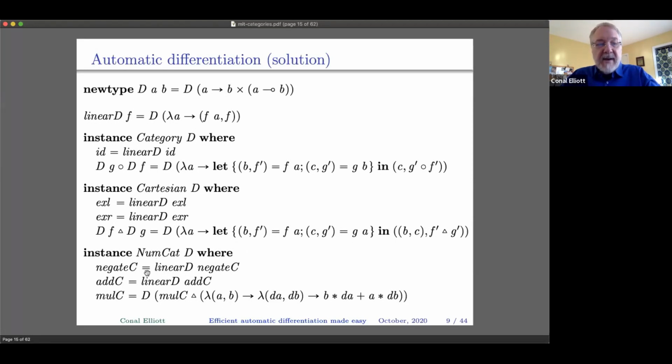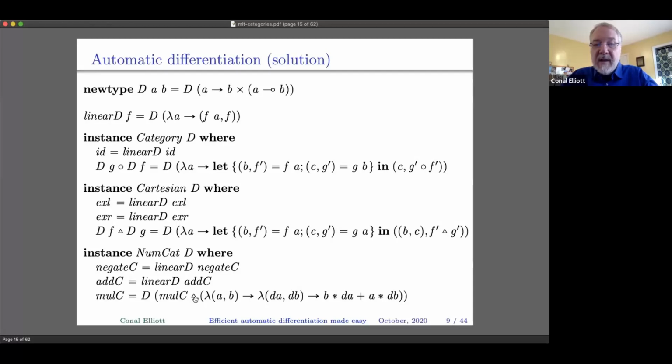All right. Addition and negation. In addition to having the basic 5 operations of a Cartesian category, we also want to have some other things like numbers. So addition, multiplication, sine, cosine, things like that. Negation and addition are linear. So those are very easy. Multiplication, well, we have the Leibniz rule that says the derivative of a times b is b times dA plus a times dB.